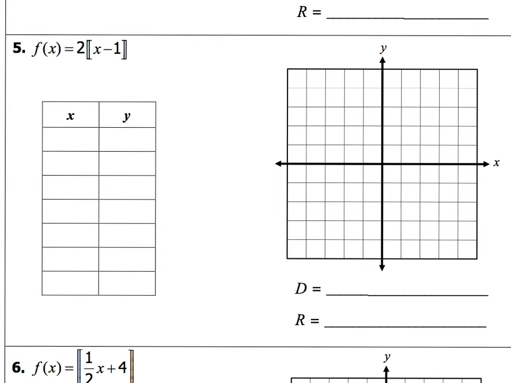Alright, last but not least, we're going to do number 5 together because it's a greatest integer function that's a little bit more complex than the parent function. So I want to be sure you know how to do these as well. So, first thing we want to do is start with creating that table of values.